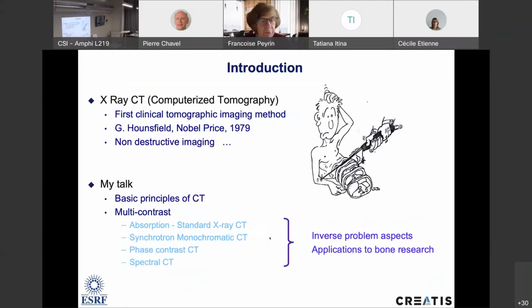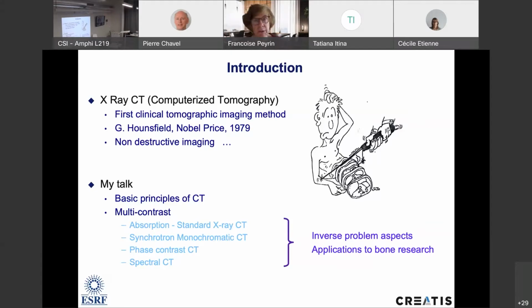So first of all, X-ray CT means computerized tomography. It was the first clinical tomographic imaging method, and it was invented by Godfrey Hounsfield, who got the Nobel Prize for this discovery in 1979. It was really an important discovery because it allowed to image a patient non-destructively, without cutting, to show slices of the anatomy in vivo on the patient.